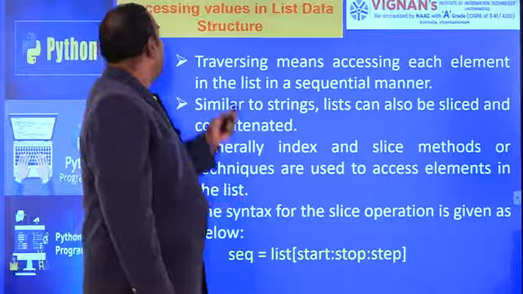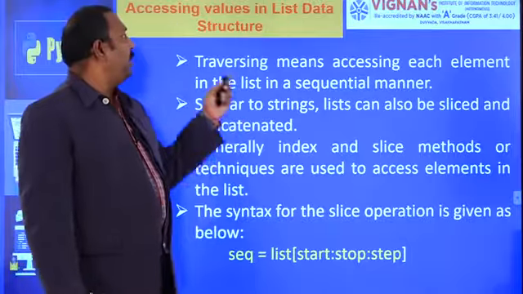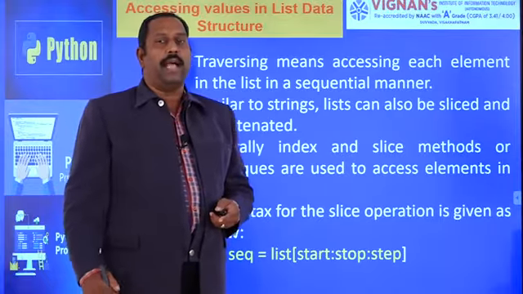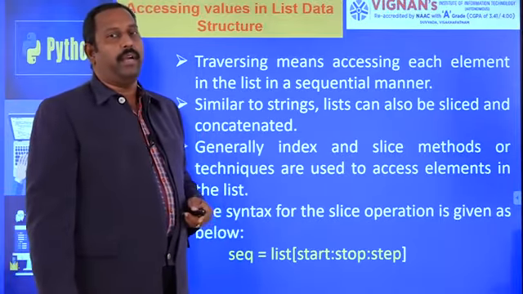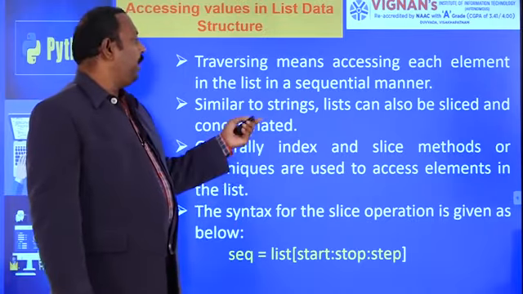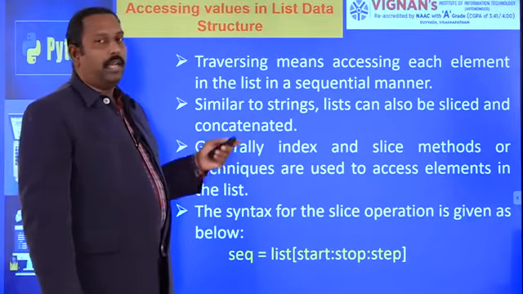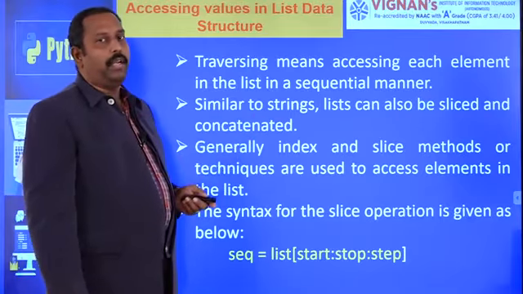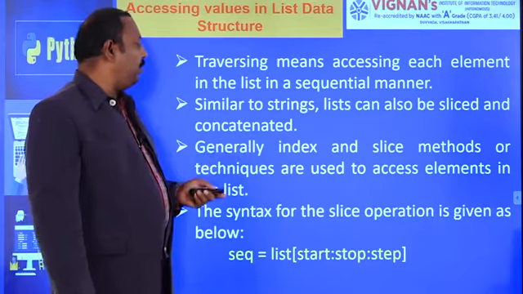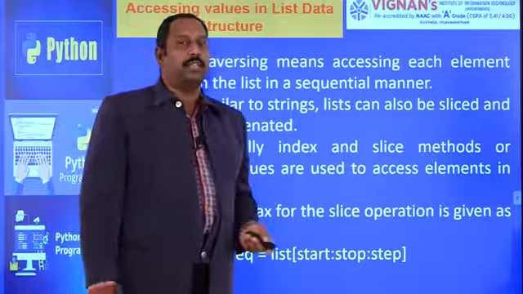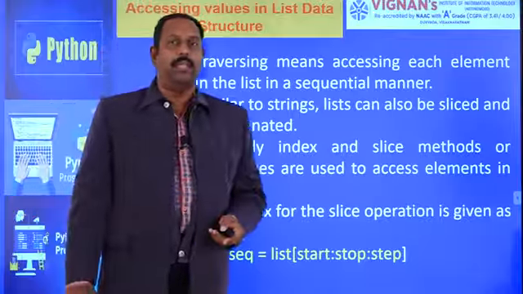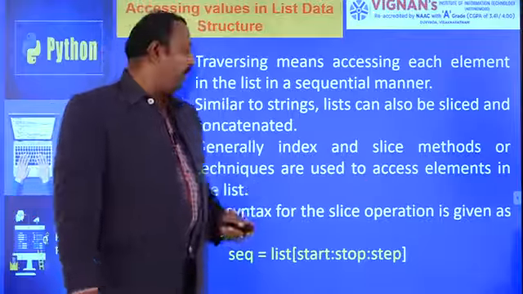And next one is traversing, accessing elements in the list data structure. Traversing is nothing but accessing each element in the list in a sequence manner. Similar to strings, a list can also be sliced and concatenated. Indexing can also be done. Generally, indexing and slicing techniques are used to access elements in the list data structure. One is called the indexing method, the second one is called the slicing method. These 2 methods can also be used in the list data structure.